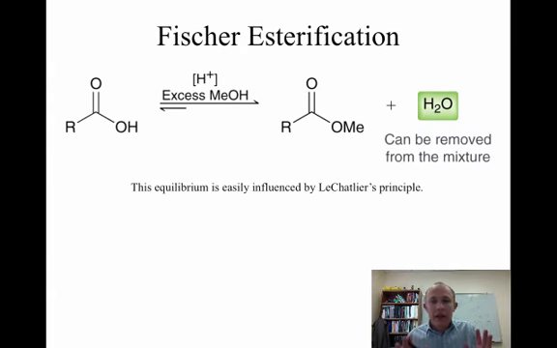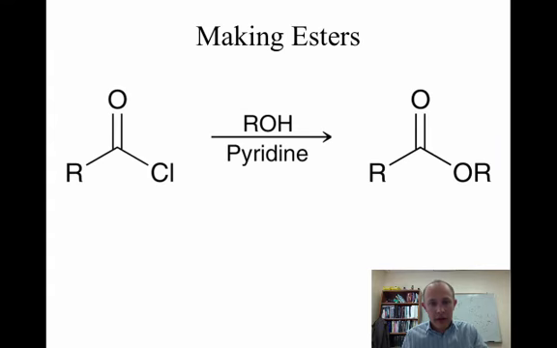Okay, this is an equilibrium. So one way to shift the equilibrium in this direction is to add methanol, or whatever your alcohol is, ethanol, propanol, isopropanol, as your solvent, and you can also remove water as it's formed. That's going to shift the equilibrium towards the ester product in the Fischer esterification.